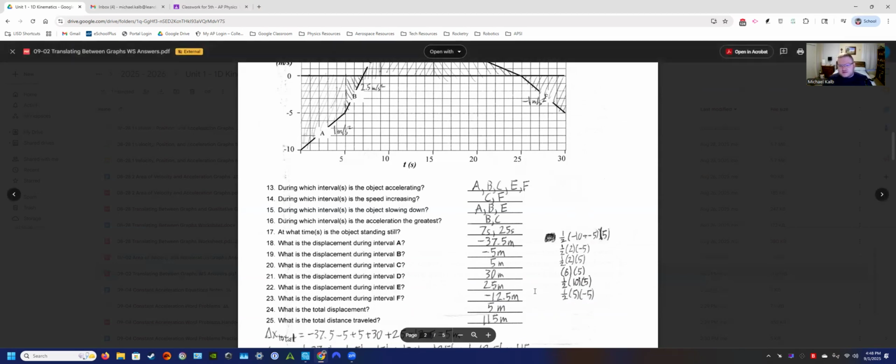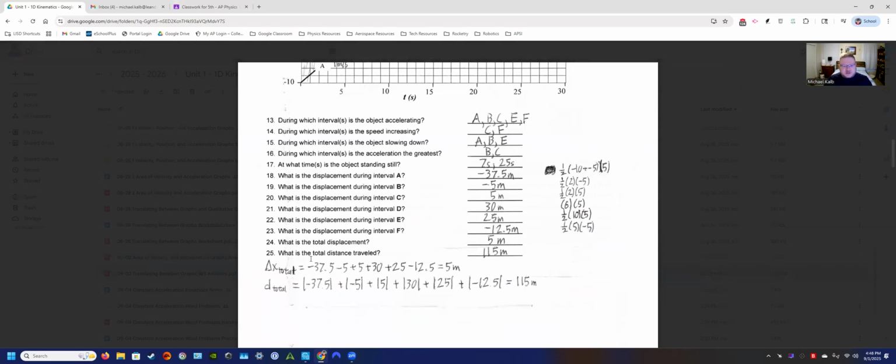All right, we're asked to find the total displacement. So for that, well, just add up the displacement along each time interval. -37.5 meters minus 5 meters plus 5 meters plus 30 meters plus 25 meters minus 12.5 meters gives us 5 meters.